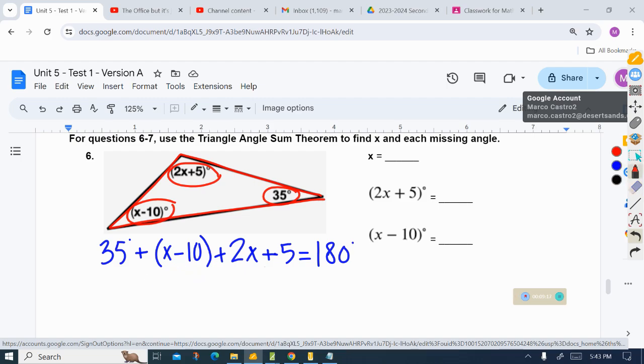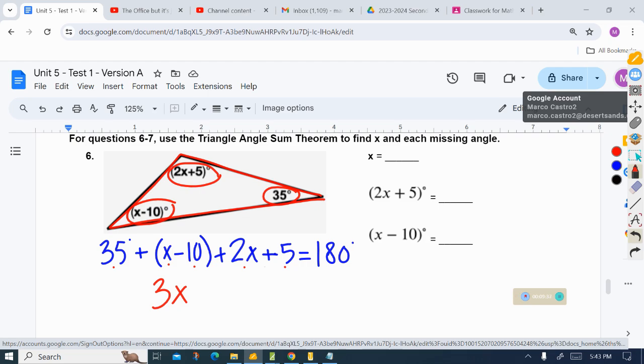So we could combine our like terms, right? 35 minus 10 is 25, okay? And then 25 plus 5 is 30. So we got 30. Okay, but we also have this x plus 2x. That's going to give me 3 x's, right? So we combined our like terms, all of our x's, as a total of 3x, okay?